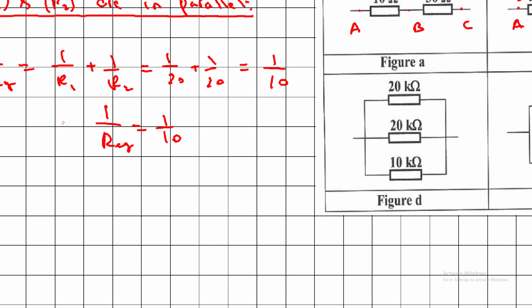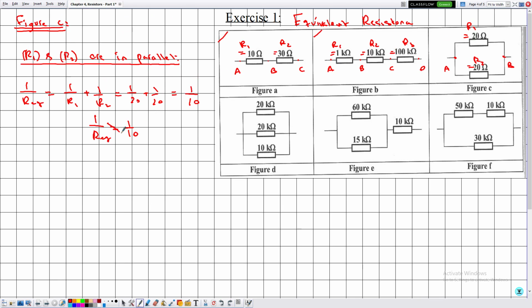So we are interested in determining R equivalent, then simply we cross multiply and the value of R equivalent is given by 10 ohms. And let's represent this resistor instead of the grouping. So this is R equivalent, this is the point A, and this is the point B, and this is R equivalent. And we are done with figure C.